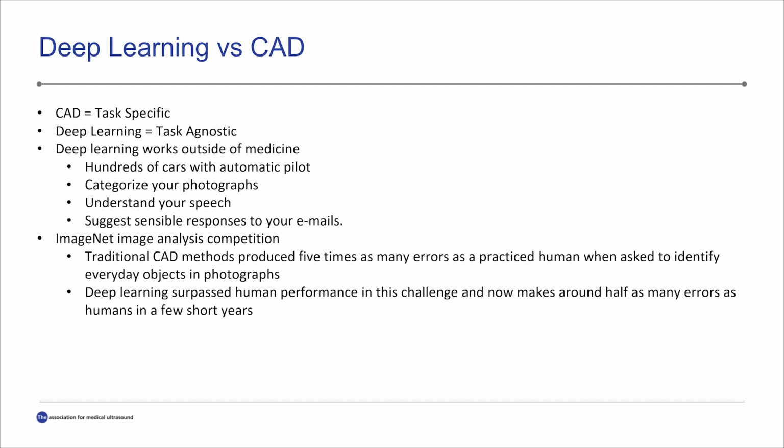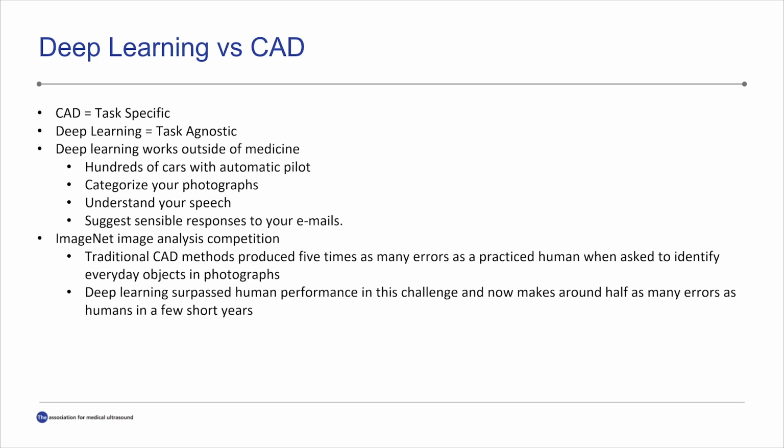So what we see is people attempted this, and there was actually an image analysis competition. They took traditional CAD models and compared them to these deep learning algorithms. And they found that the traditional CAD methods led to 5 times as many errors as a practiced human when asked to identify everyday objects in photographs. So again, the CAD was able to perform its specific task, but not always very well.